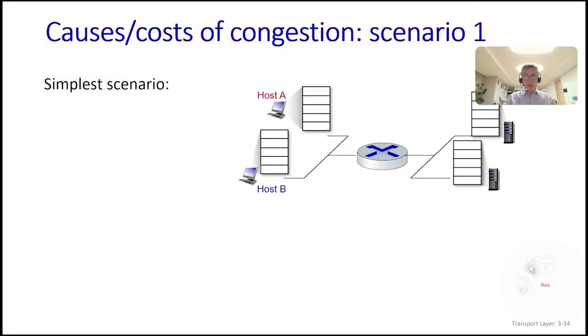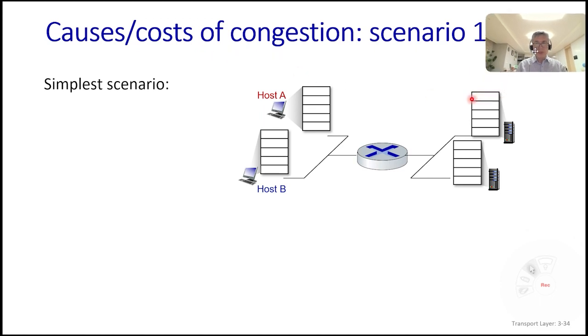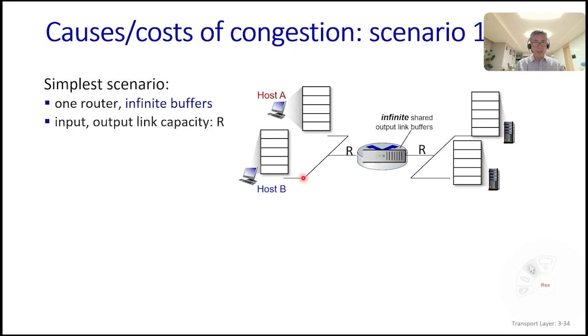So we have scenarios. The first scenario is the causes and costs of congestion. Okay, simple. Let's list the scenario. We have host A, host B, and two servers. In the middle we have one router, like this. Also we assume infinite buffer.